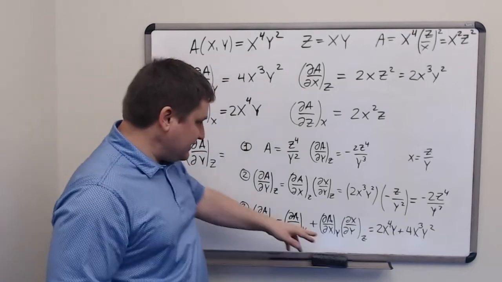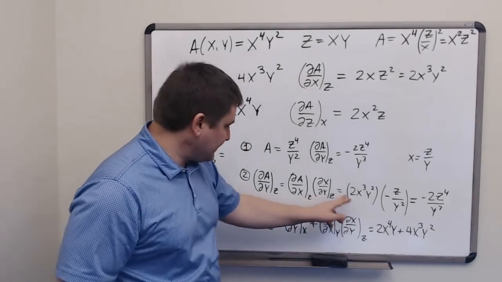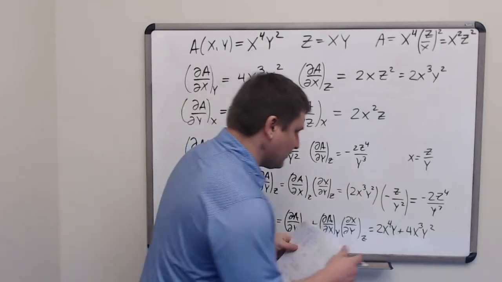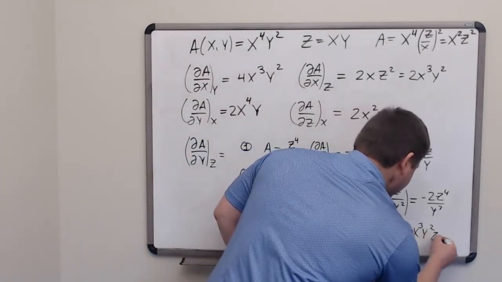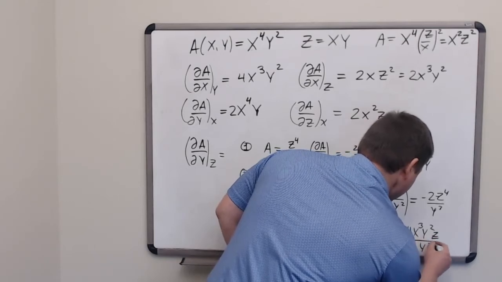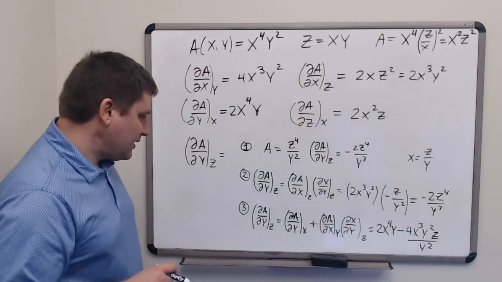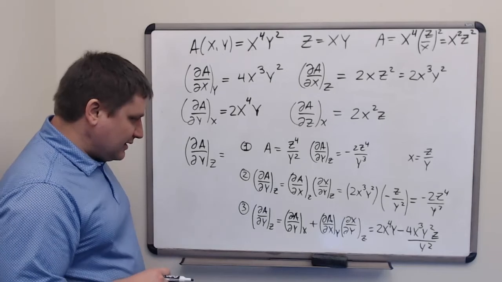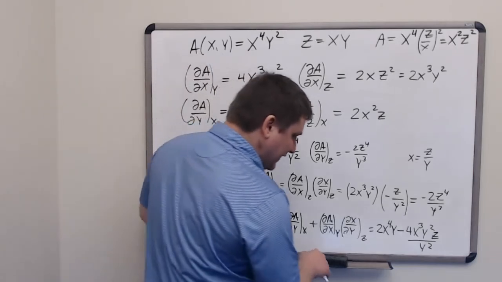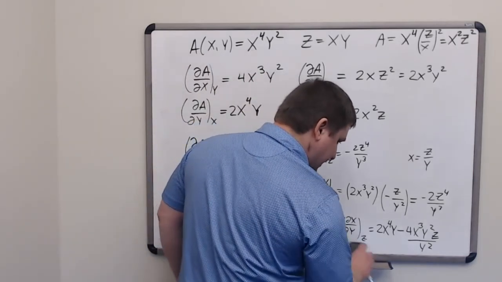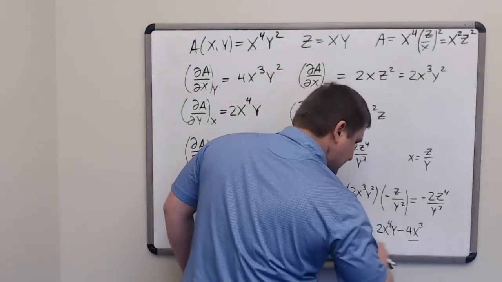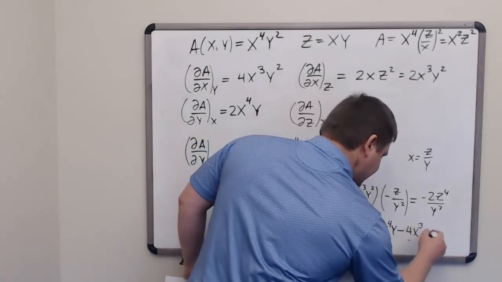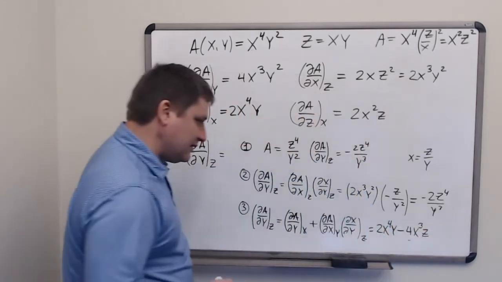And dx dy with z held constant, we just did this one on the last line, that was negative z over y squared. So we'll have minus z over y squared. And that one, we can simplify this a bit here, just bear with me as I erase on the board. The y squareds can be canceled, so we'll get that.